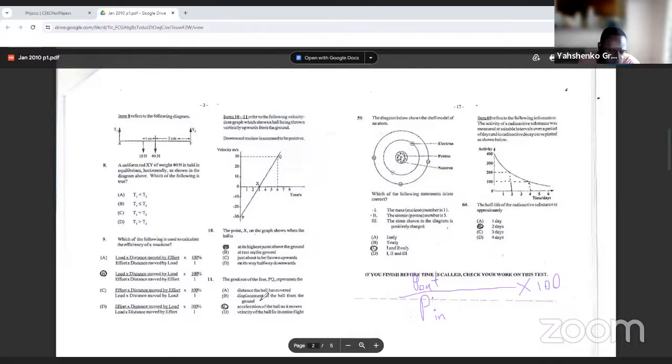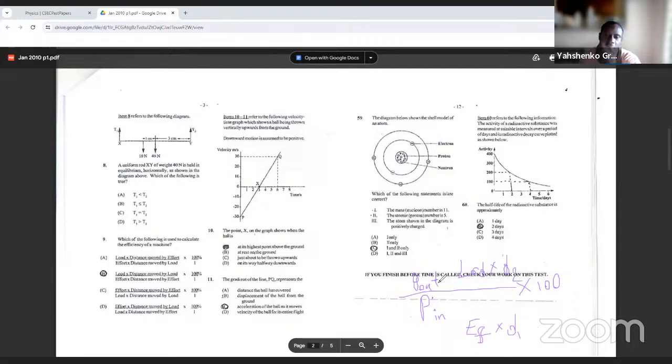Now, the power in would be likened to the effort that you put in, times the distance that you're able to apply that effort, compared to the load that you're able to move with that effort, times the distance that load is able to go.